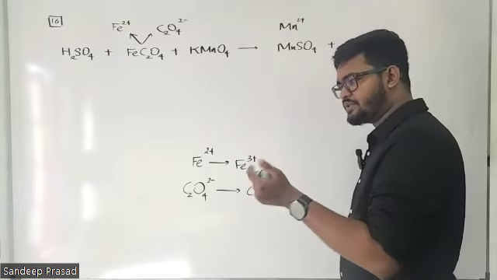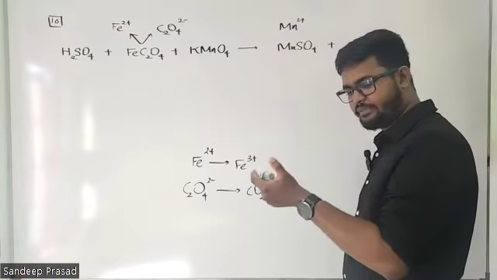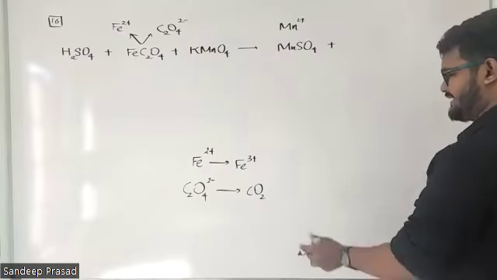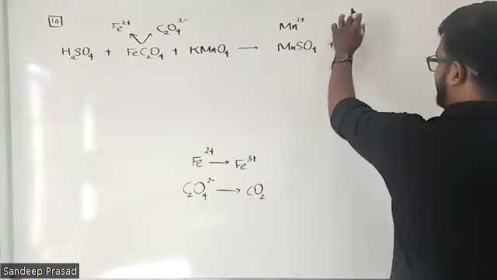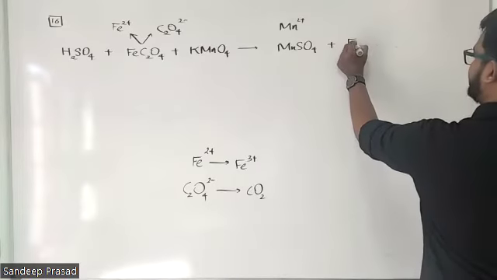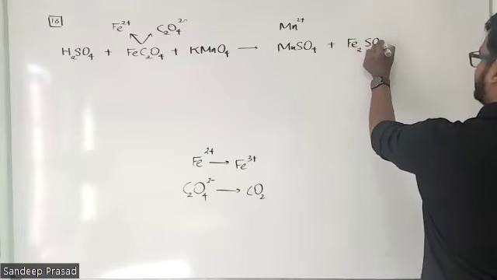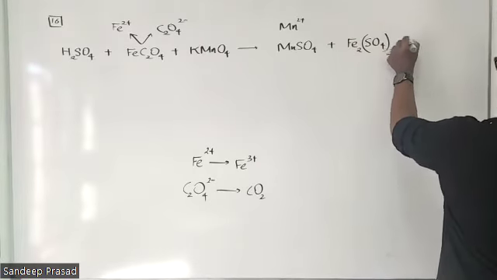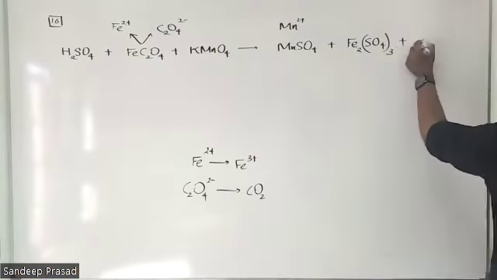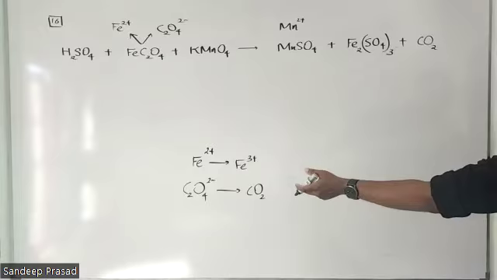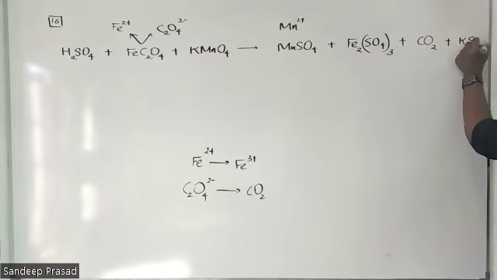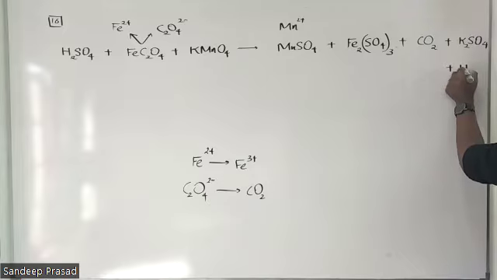Because balancing a redox reaction means we have to consider the total increment and decrement both. Can you understand? Then we can see that Fe3+ is produced, and that Fe3+ should be neutralized by sulfate, so ferric sulfate, Fe2(SO4)3, is produced. And the next thing is oxalate is going to convert into carbon dioxide. Carbon dioxide is already in the neutral form. And the byproducts are K2SO4 and H2O.